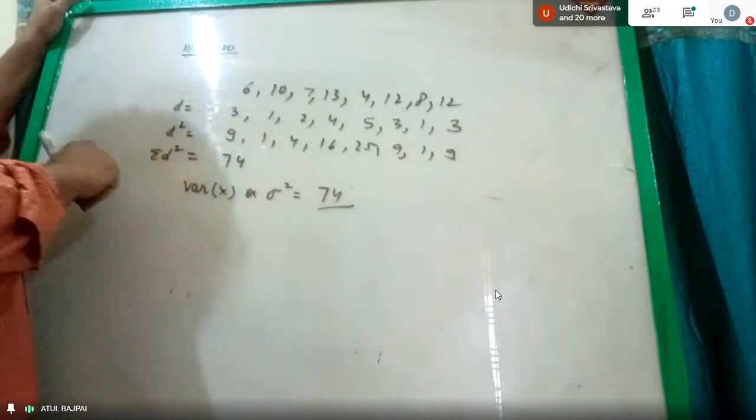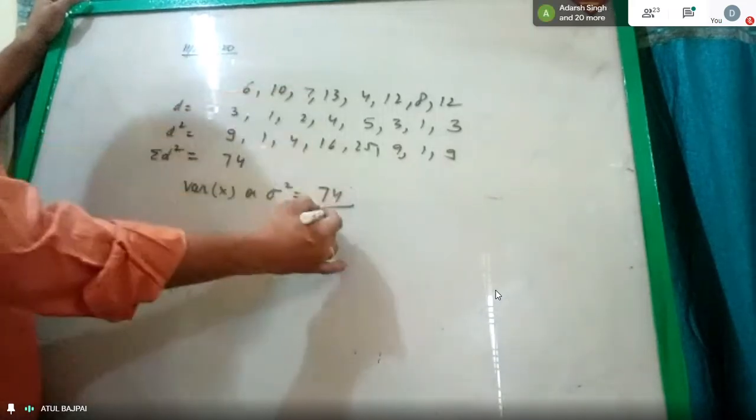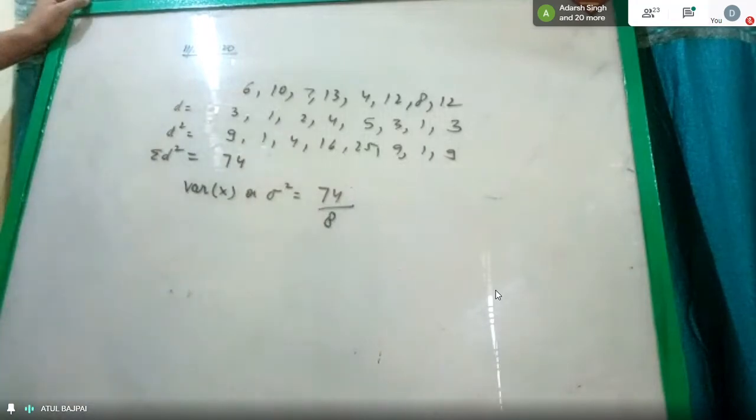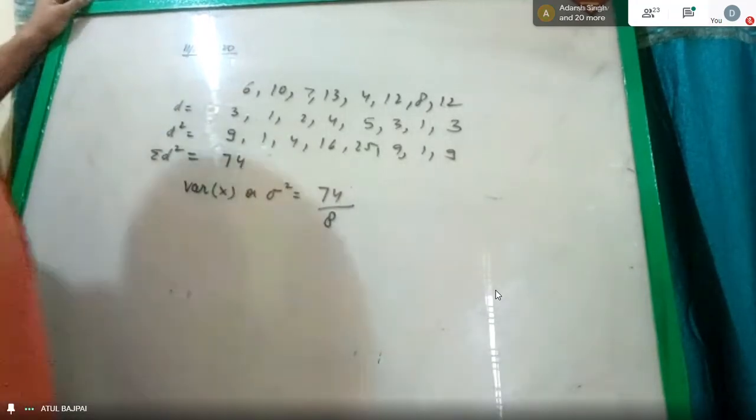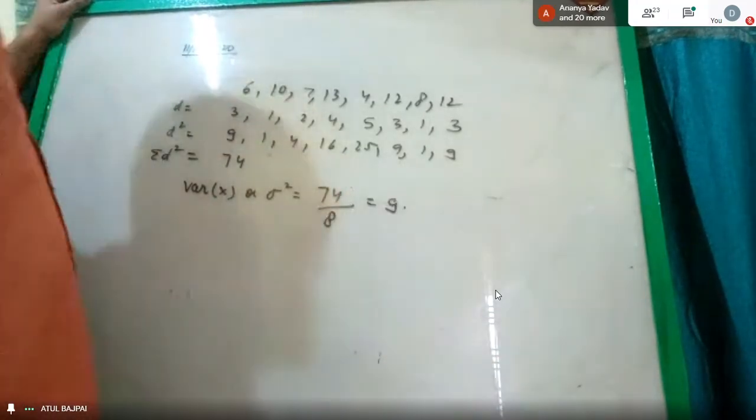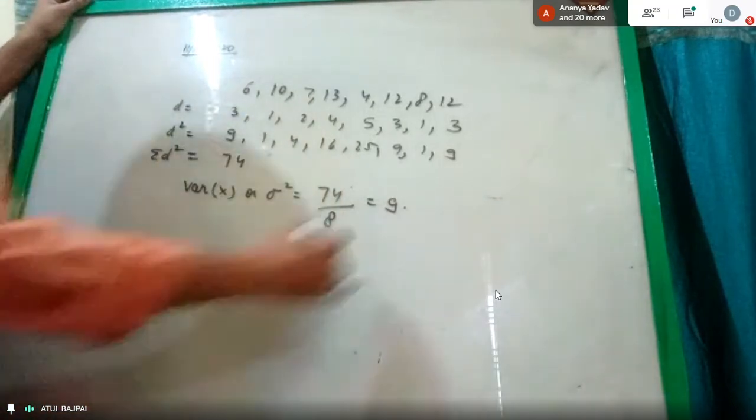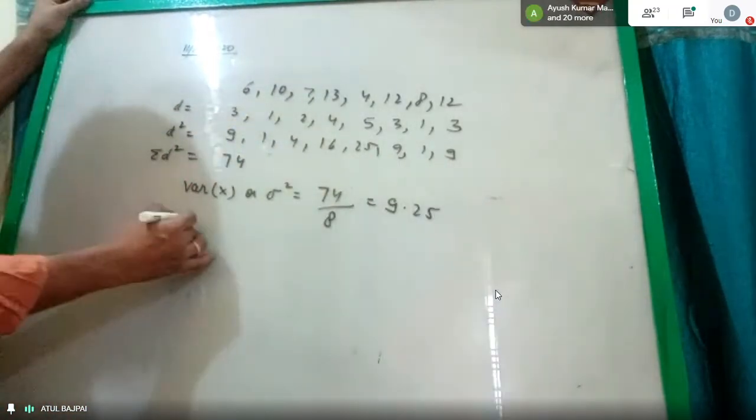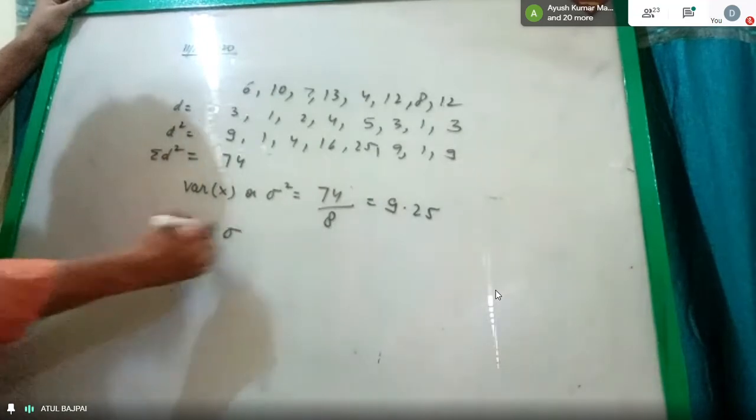Sigma d square upon n. How many terms did we take? 8, I think we have taken. So what is the answer? 9 point? So 9.25. And if we want to find the standard deviation, it is this.